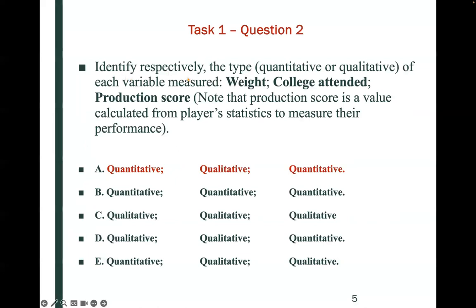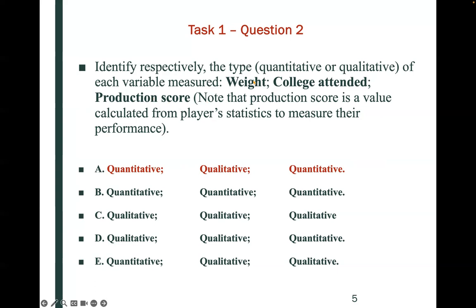So identify respectively the type, so whether quantitative or qualitative, of each variable measured. So here were the variables. We have weight, college attended, and production score. Note that the production score is a value calculated from a player's statistics to measure their performance. So let's first talk about weight.